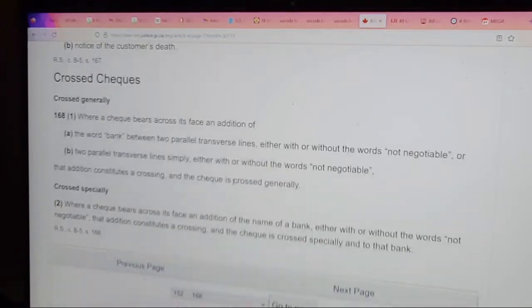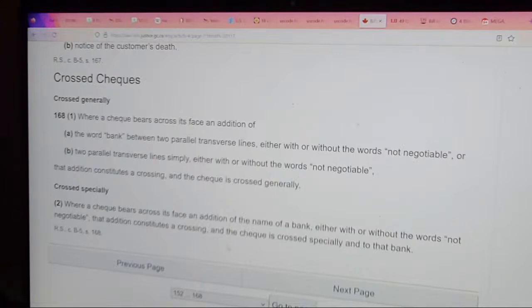Crossed checks. Crossed generally. 168. Where a check bears across its face an addition of A. the word bank between two parallel transverse lines, either with or without the words not negotiable, or B. two parallel transverse lines simply, either with or without the words not negotiable, that addition constitutes a crossing, and the check is crossed generally.